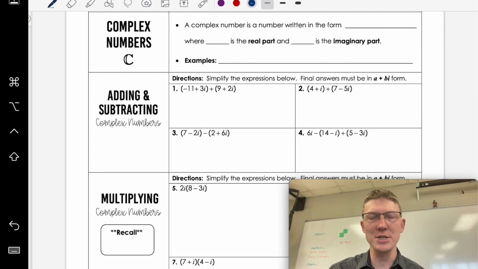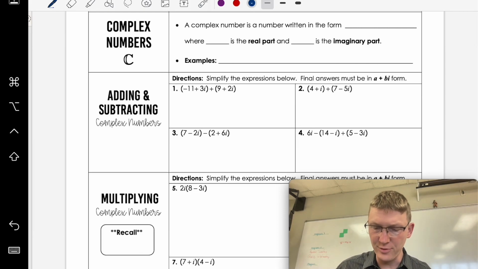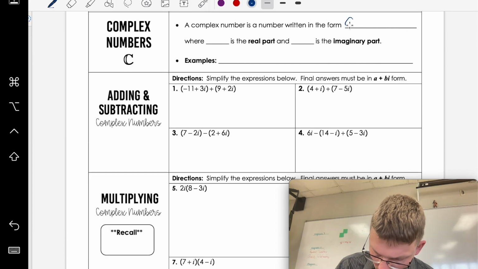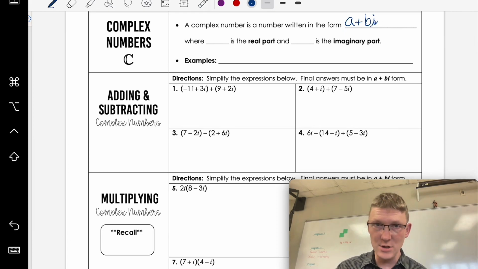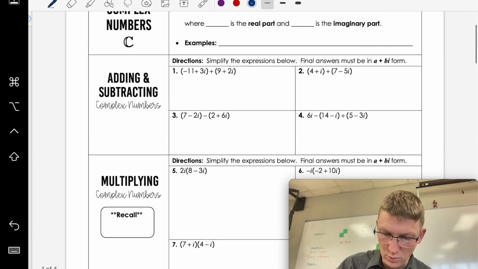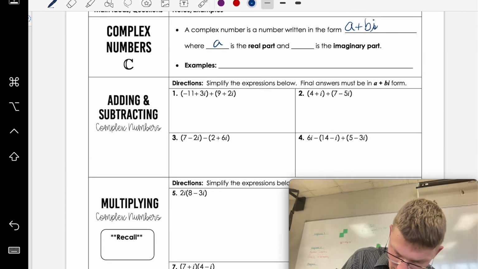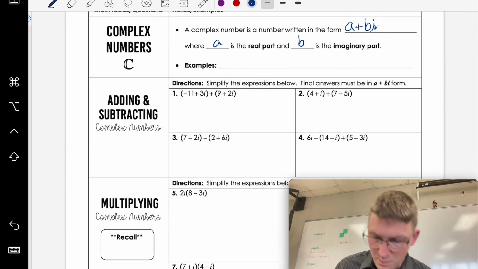We just got done with imaginary numbers, and complex numbers are just basically a normal number plus or minus an imaginary number. And that's it. You just treat i essentially like a variable. So if we're going to define it, a complex number is a number written in the form of a plus bi, where b is your imaginary part and a is your real part.